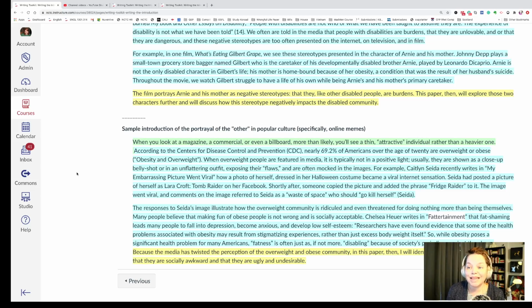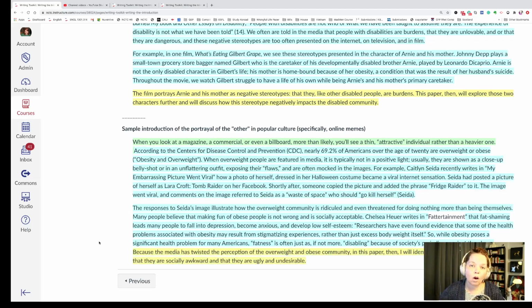Because the media has twisted the perception of the overweight and obese community, in this paper then, I will identify two perceptions of the obese: that they are socially awkward and that they are ugly and undesirable. So if you'll notice, this is her lead-in, this is her background article reference, and the yellow is her thesis.